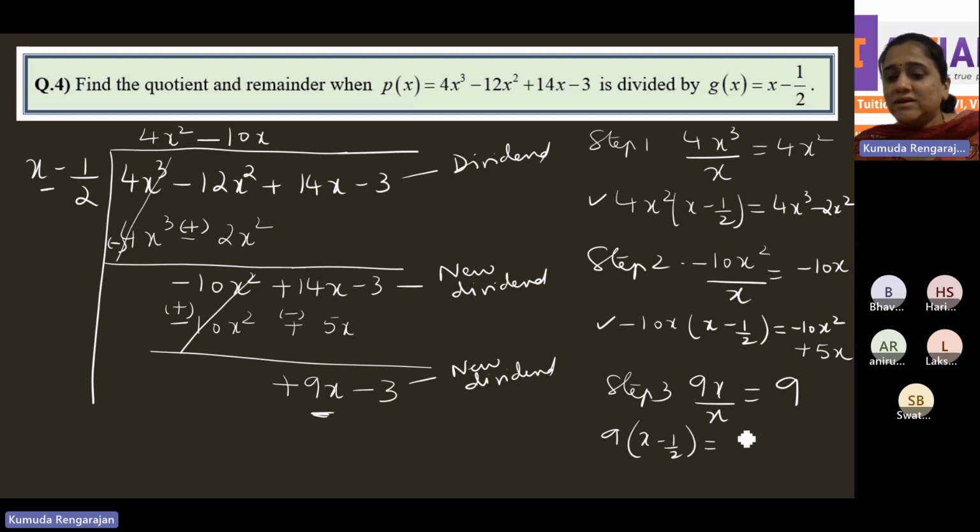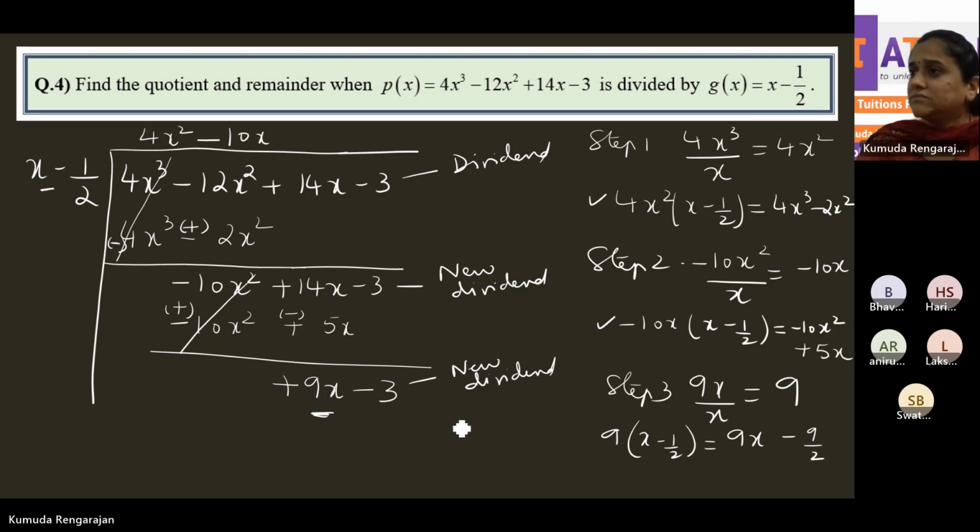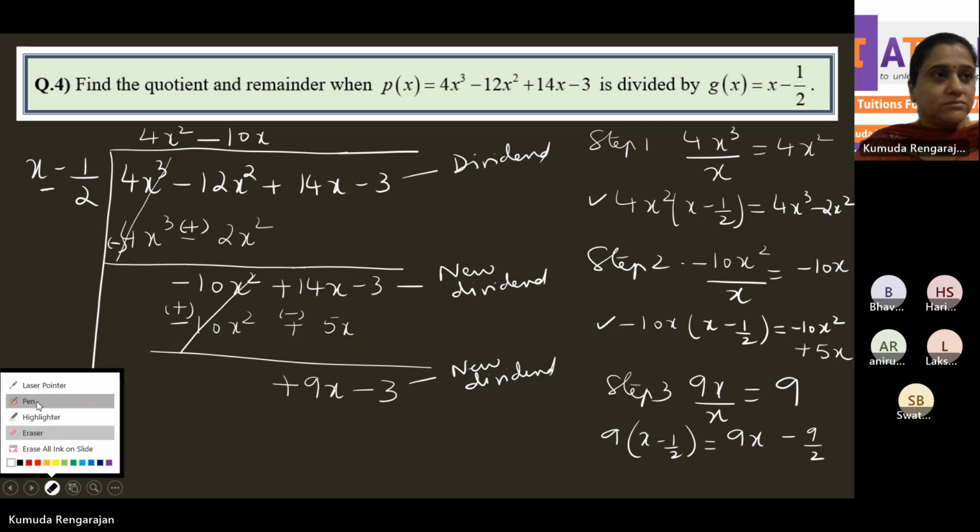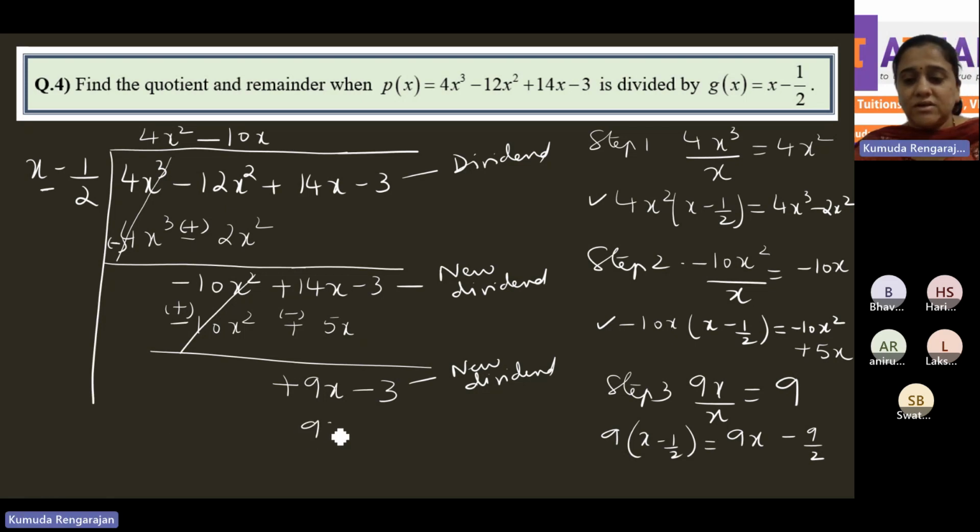Correct? 9. Multiply that with x minus 1 by 2. What is 9 into x? 9x. What is 9 into half? 9 by 2. Nothing will get cancelled. Don't write 4.5; it's division, no? So it will be minus 9 by 2. Correct, children? Now write that here: 9x minus 9 by 2. Now change the signs.